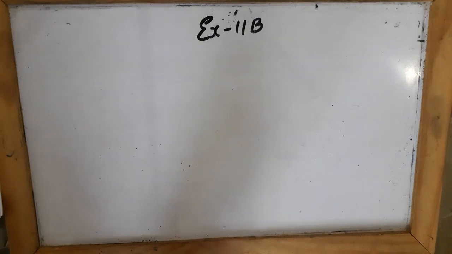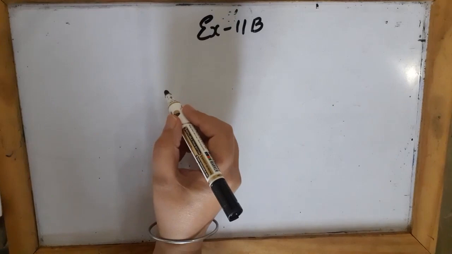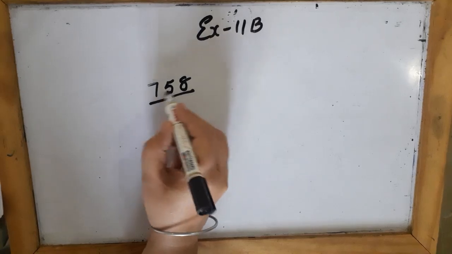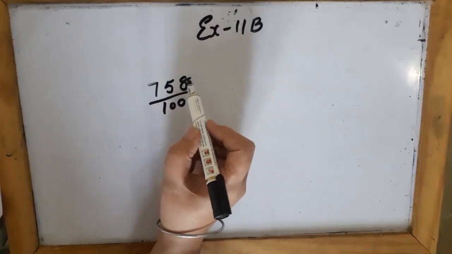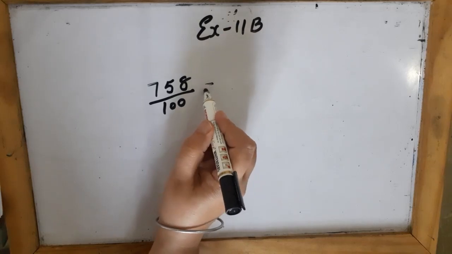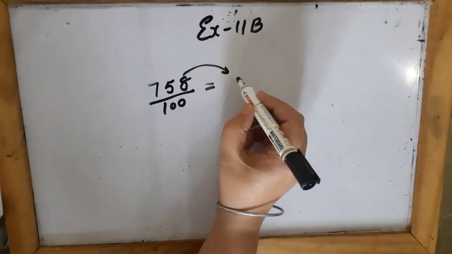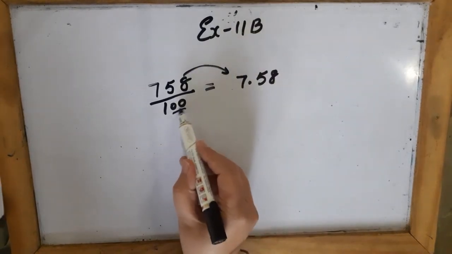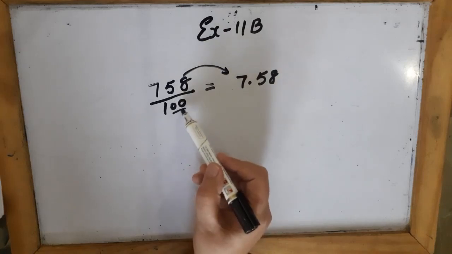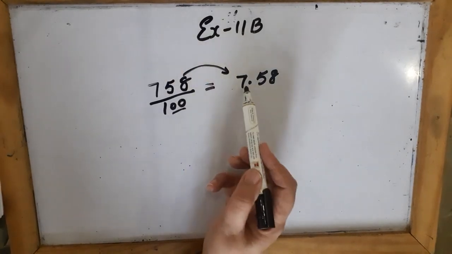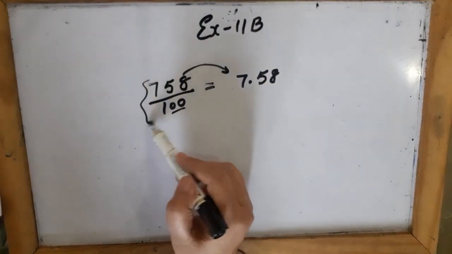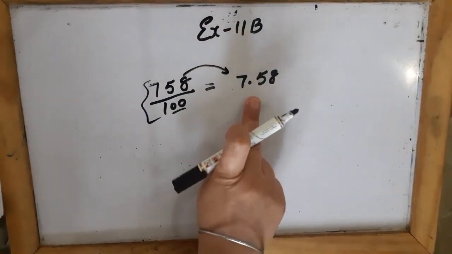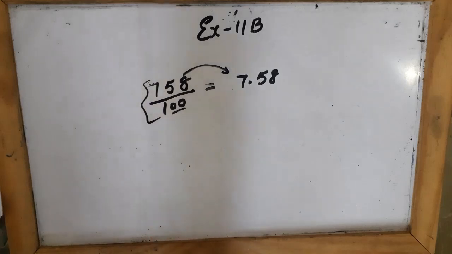Yes, a decimal number is another way of representing a fraction. Suppose you have the fraction 758 upon 100. This is a fraction with a numerator and a denominator. You can turn this into a decimal number. You can say 7.58. So, like the two zeros you have in the denominator, leave two places and put a decimal point. So this fraction I have changed into a decimal number. A decimal number is another way of representing a fraction.